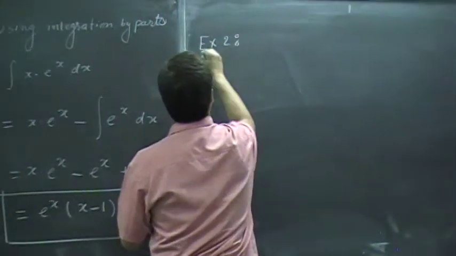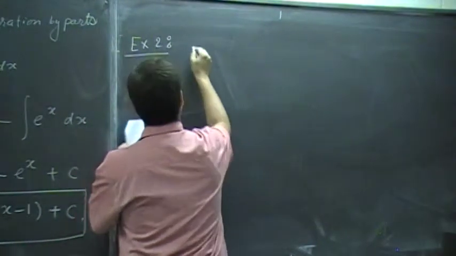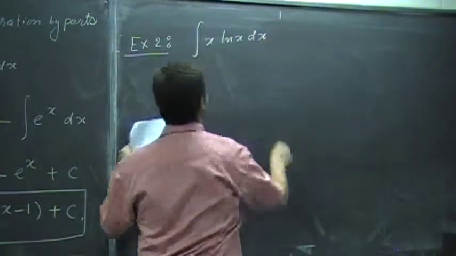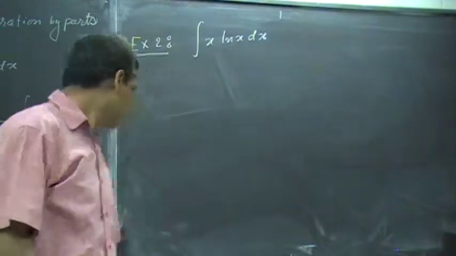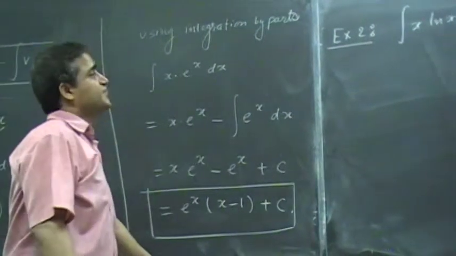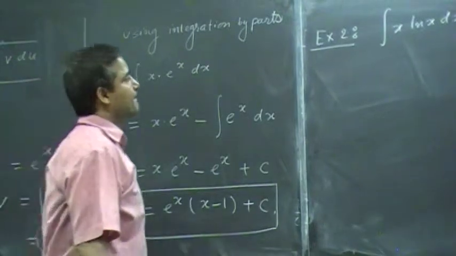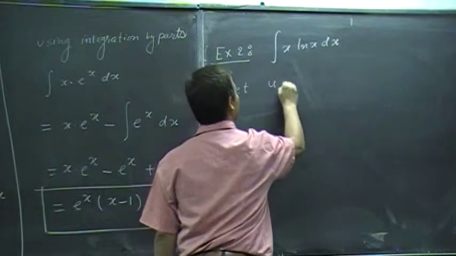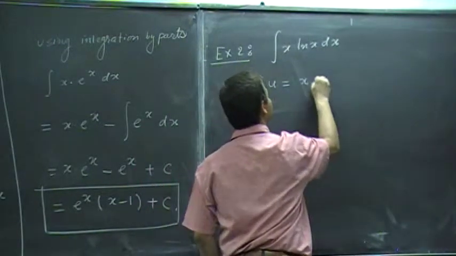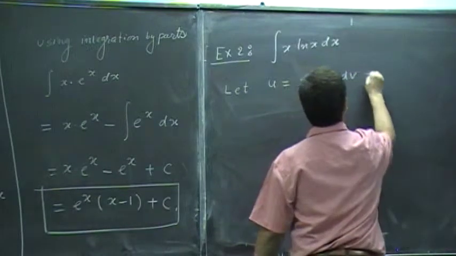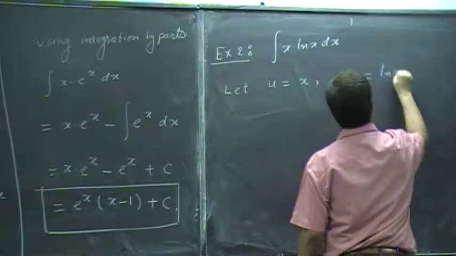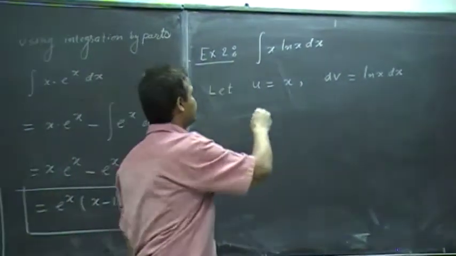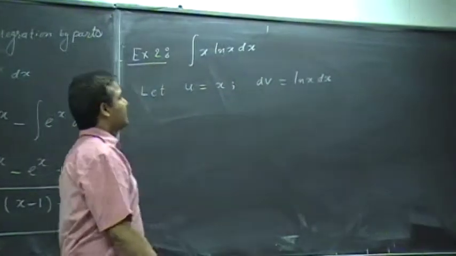Example 2. Integral of x times natural log of x dx. What do you think? Which one is u? Which one is dv? Let u be x and dv be the rest, ln x dx. Let's see whether it works or not. If it doesn't, then we'll have to fix it.